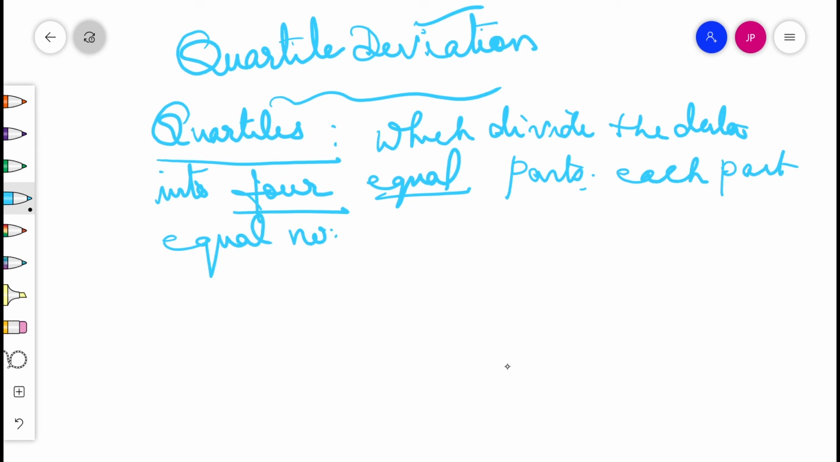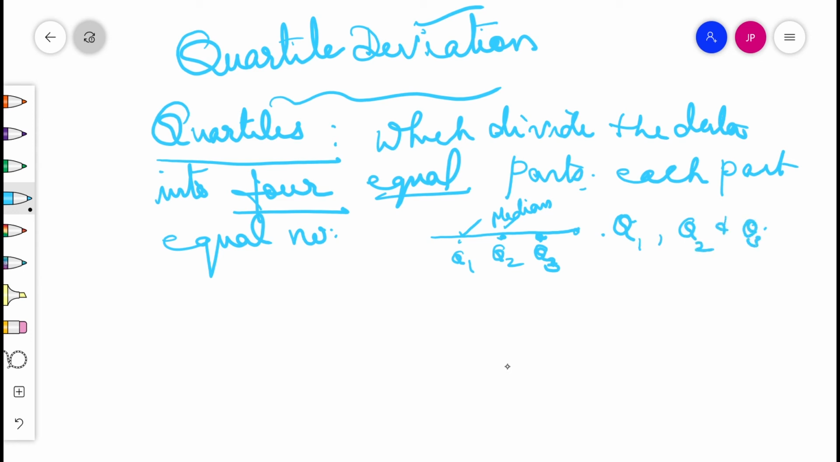So when we draw a line, there are four parts. Q2 is the middle value, that is the median. There's Q1, Q2 and Q3. It should be equal parts. So there are three quartiles. When a line or a series is divided into four equal parts, first one is Q1, second one is Q2, that is same as median. Third one is Q3. So there are three quartiles which are Q1, Q2 and Q3.